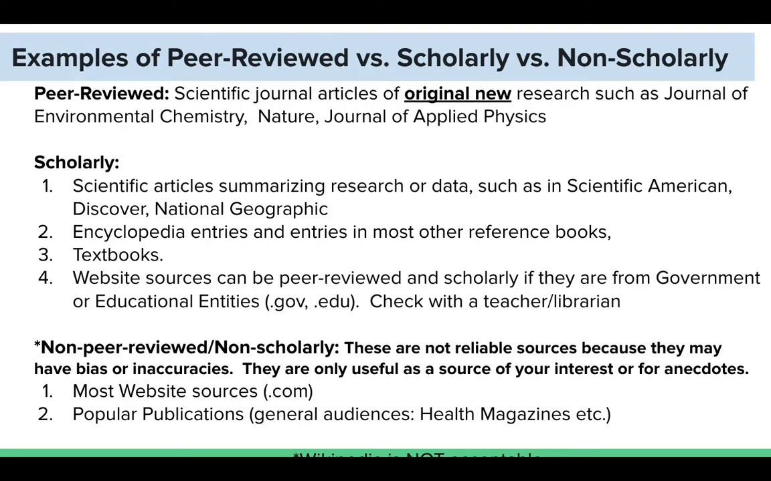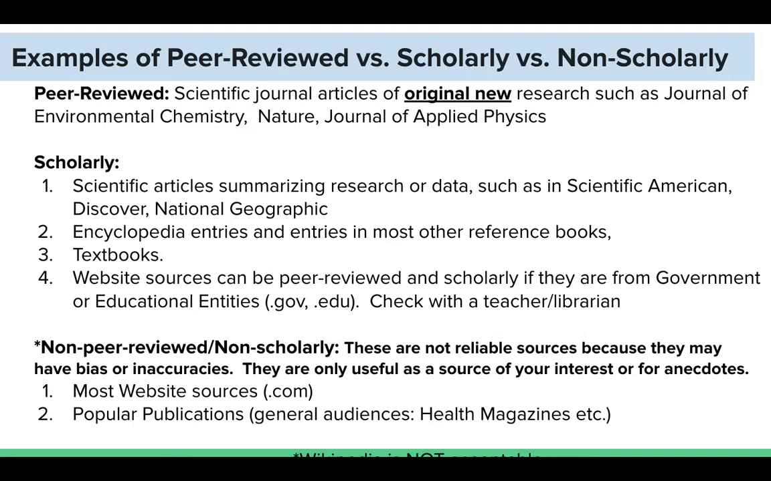Okay, so what do we mean? What are some examples of peer-reviewed versus scholarly versus non-scholarly sources? Peer-reviewed are scientific journal articles of original new research, and they might have titles such as articles you find in the Journal of Environmental Chemistry or Nature or the Journal of Applied Physics. They will be presenting new research.